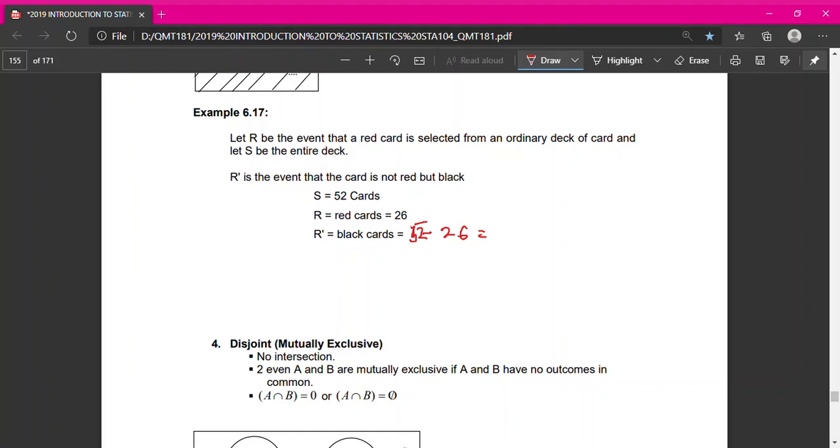So 52 sample space kan. 52 tolak 26. So ia akan dapat 26. So kalau nak cari probability of R will be 26 over 52. Okay, sama juga nak cari probability of R complement pun sama.